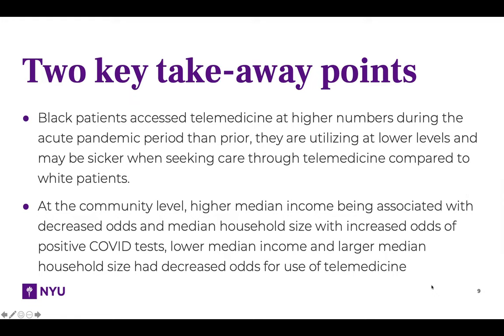So just to repeat again, two main takeaways. On the individual level, Black patients have increased access to telemedicine compared to 2019. However, compared to white patients, they're still utilizing it at a lower level and may be sicker when accessing care, as indicated by being more likely to test positive for COVID. And at the community level, higher median income is associated with decreased positive COVID tests and higher likelihood to access telemedicine. And the median household size is associated with an increase of positive COVID and less likelihood to use telemedicine.